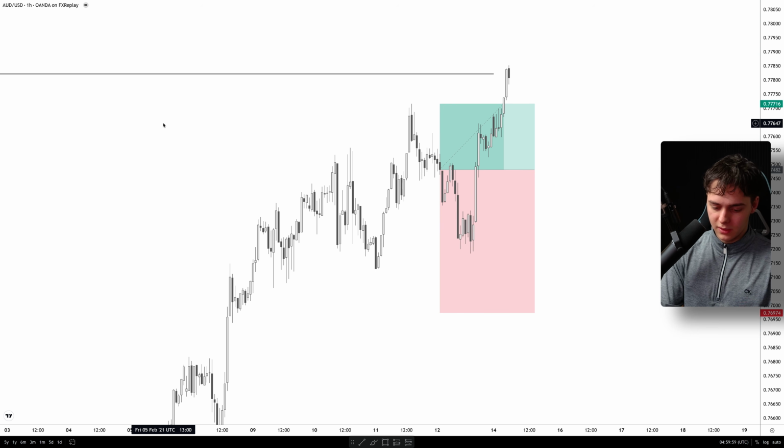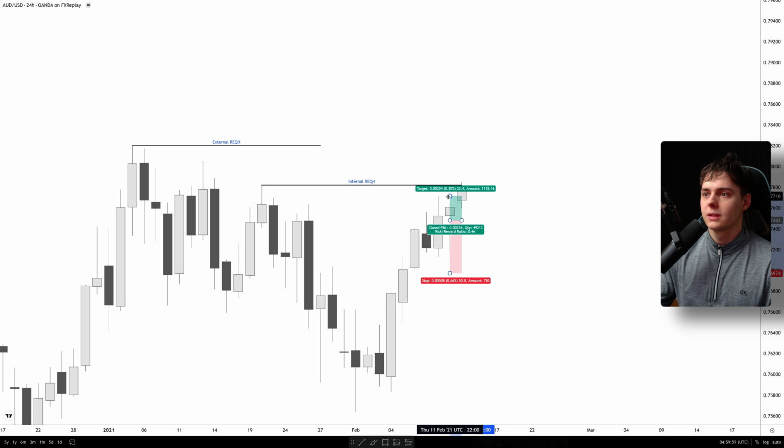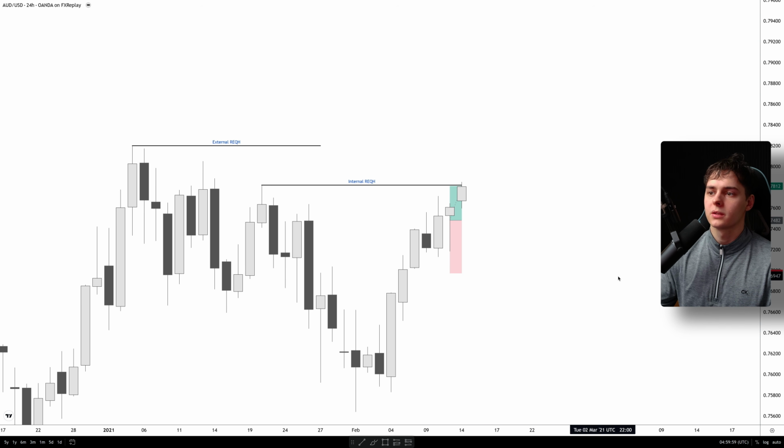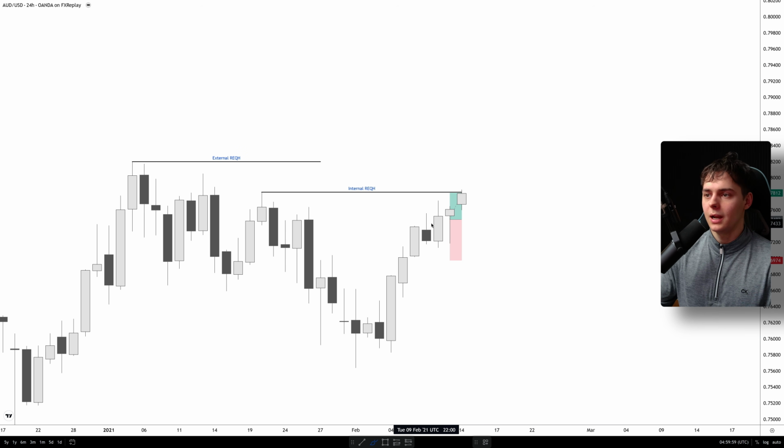Now, a very big misconception, and I want you to pay attention to this, is that a lot of traders are going to extend their take profit to relative equal highs. And I get that. That is not a bad idea per se.